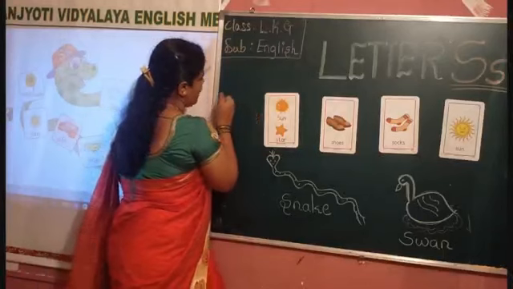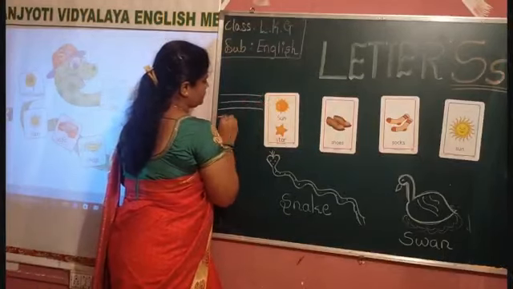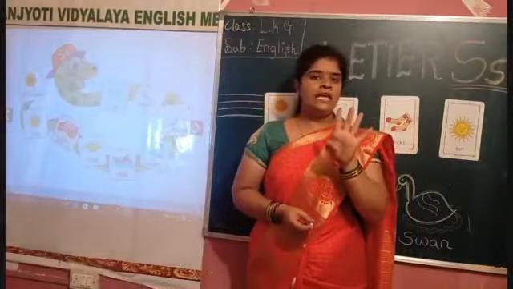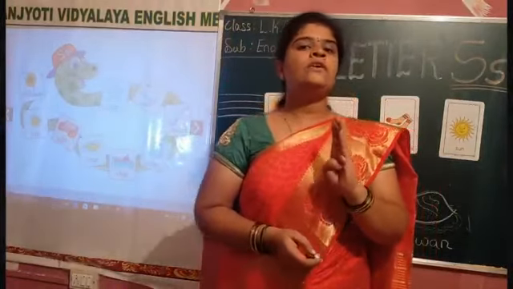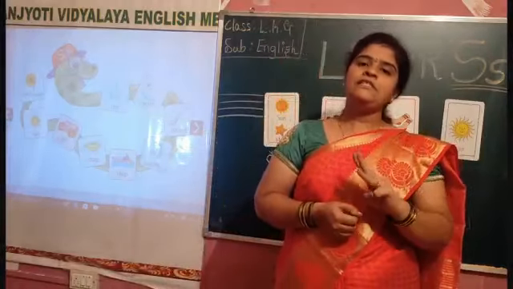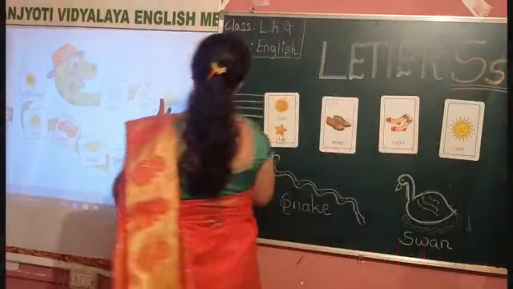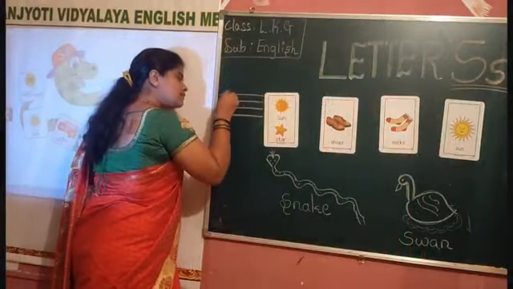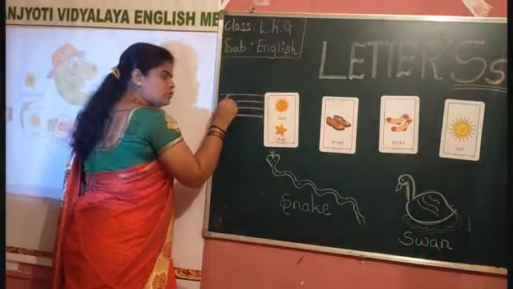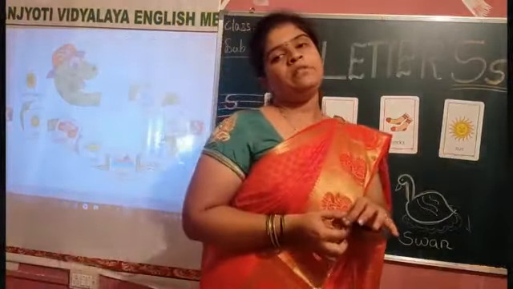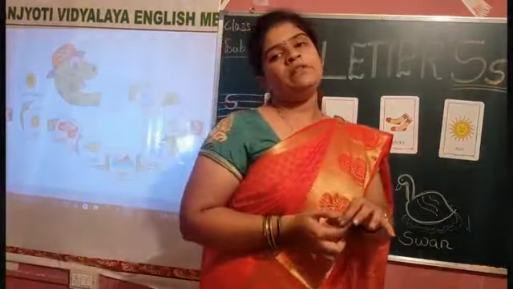Here I show you how we have to write the letter S. Children, you have a four-lines book for English. In four lines, how do we write the letter S? Capital letter S, it means uppercase S, we have to write in three lines. It means one curve line joined with another curve line. This is our capital letter S. We have to write it in three lines.